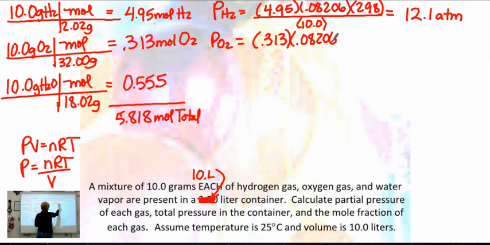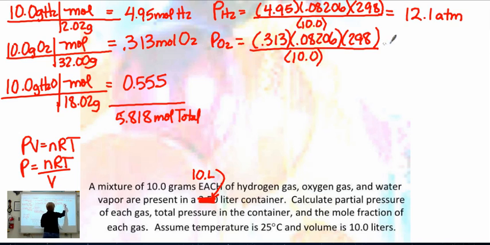0.08206, 298. You'll notice that I'm not using my units, but I know that they're the correct units. So my pressure ends up in atm. So this is 0.765 atm.